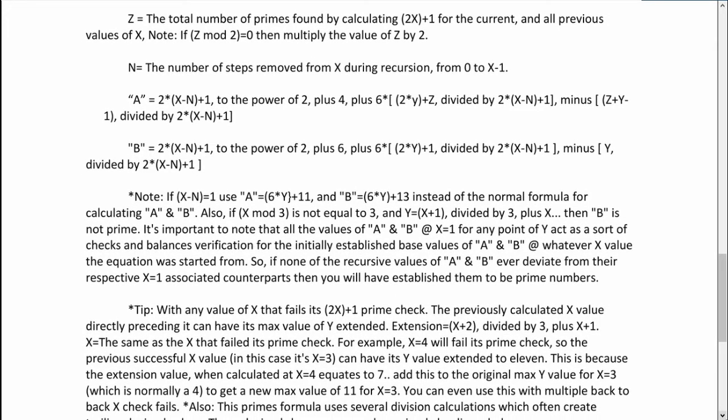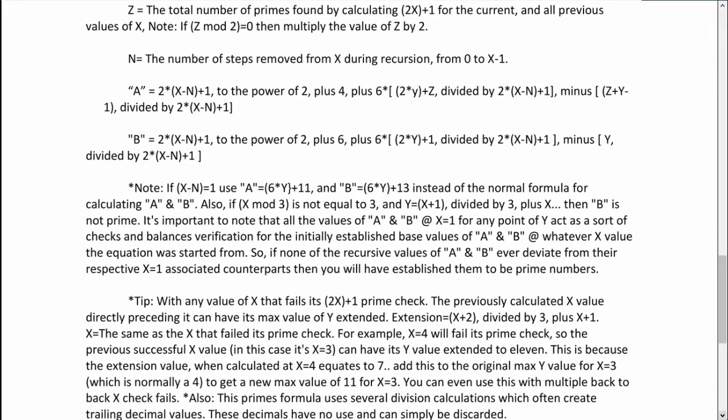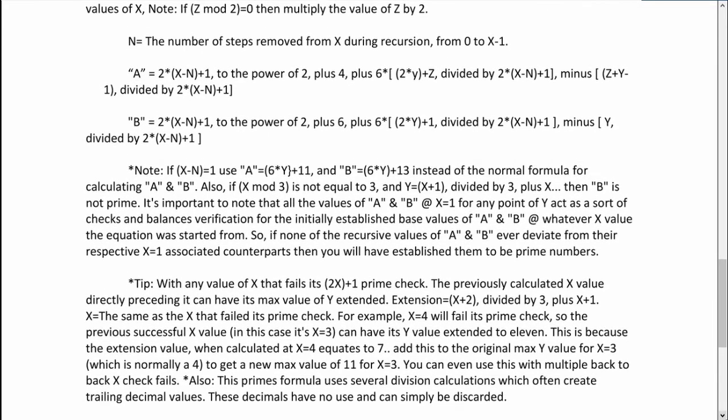A equals 2 times (x minus n plus 1) to the power of 2 plus 4 plus 6 times 2 times y plus z divided by 2 times (x minus n plus 1) minus z plus y minus 1 divided by 2 times (x minus n plus 1).